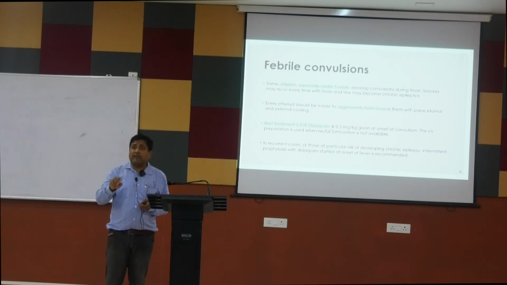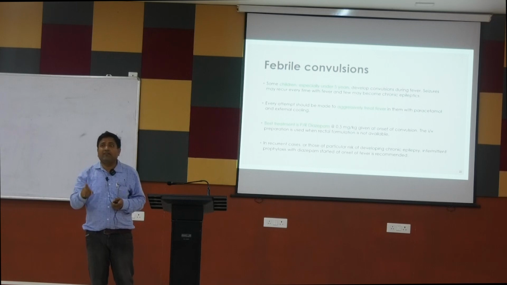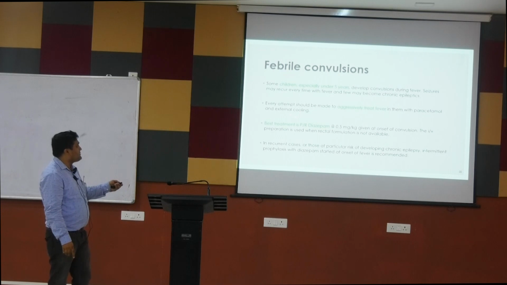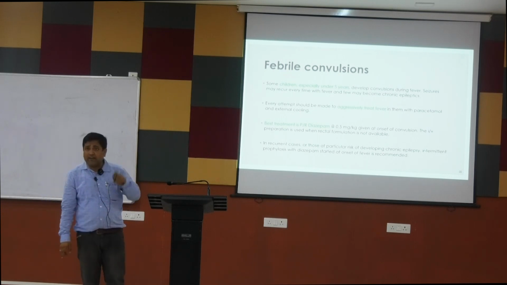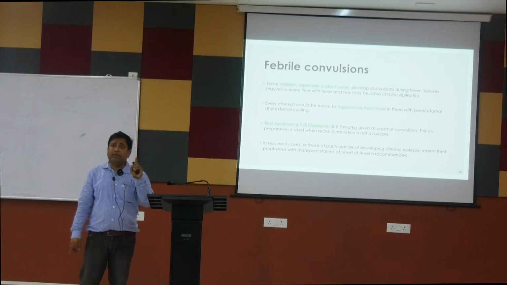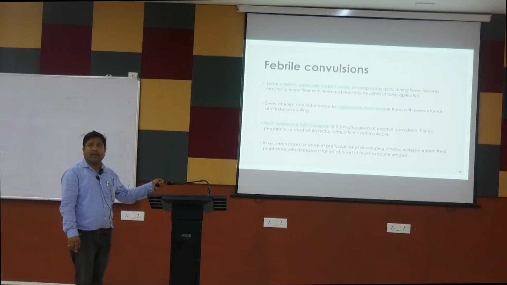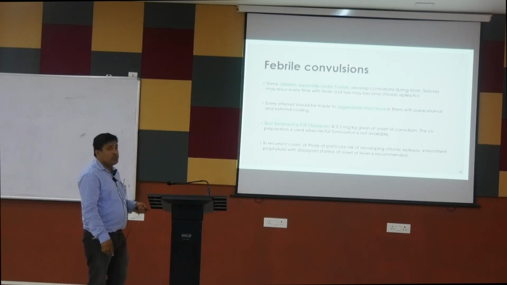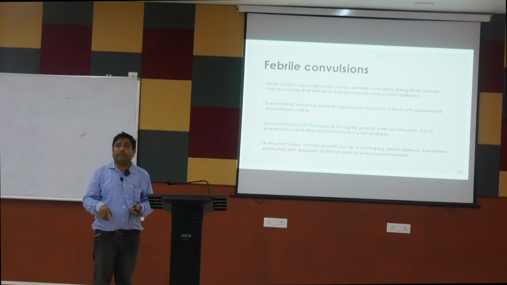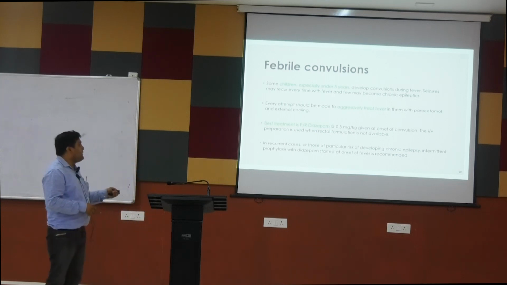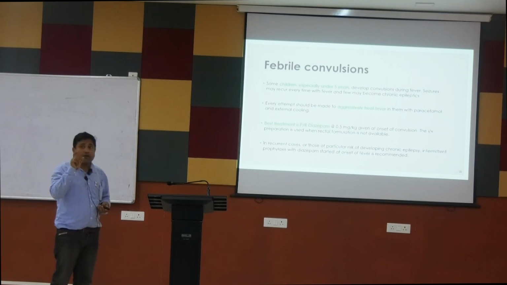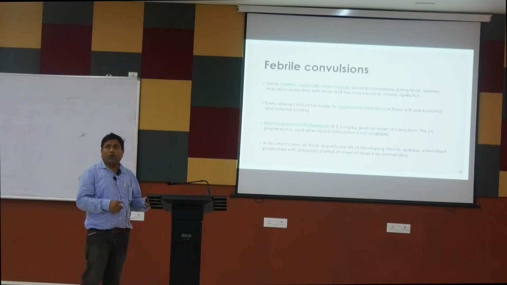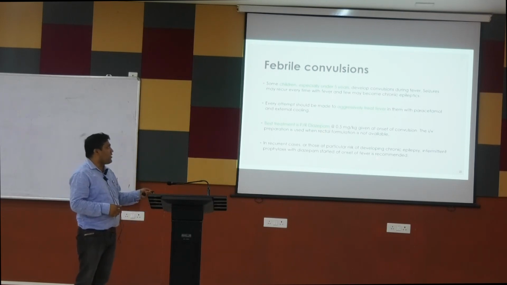Now, in those patients, the fever should be aggressively treated so that we can prevent the seizures, with paracetamol and external cooling. Now, if a child is suffering from febrile convulsion, the best treatment is, as said earlier, per rectal diazepam at a rate of 0.5 mg per kg. The intravenous preparation is used only when the rectal diazepam formulation is not available. In recurrent cases or those at particular risk of developing chronic epilepsy, intermittent prophylaxis with diazepam can be started at the onset of fever.